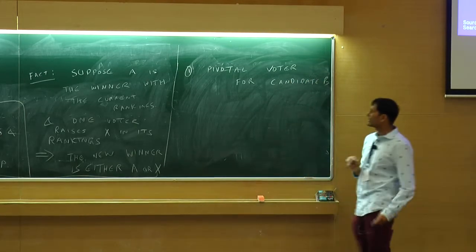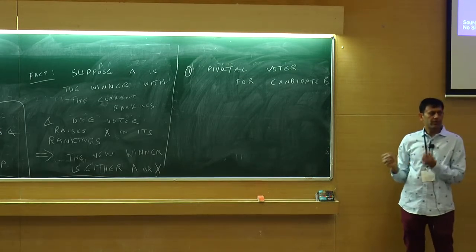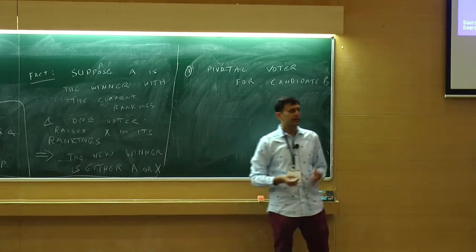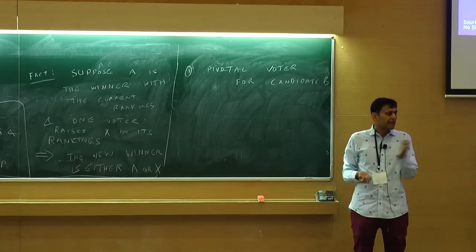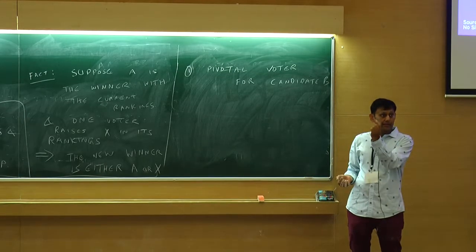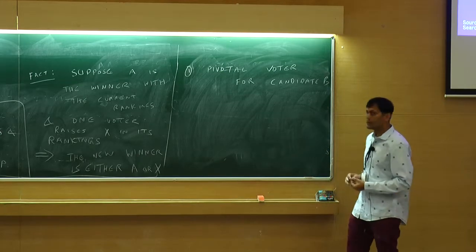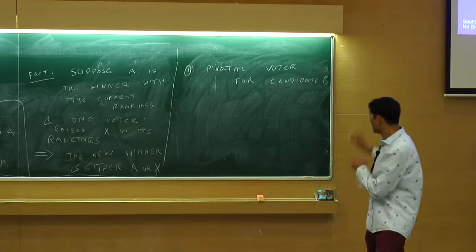So let's pick a specific candidate B. Doesn't matter which candidate. We're going to show that there's going to be a pivotal voter. I'm going to assume, without loss of generality, that my voters are numbered from 1 to n. I already assumed that. I'm going to fix this ordering of the voters, 1, 2, 3 up to n. Sorry, go ahead. No, I'm going to define it.